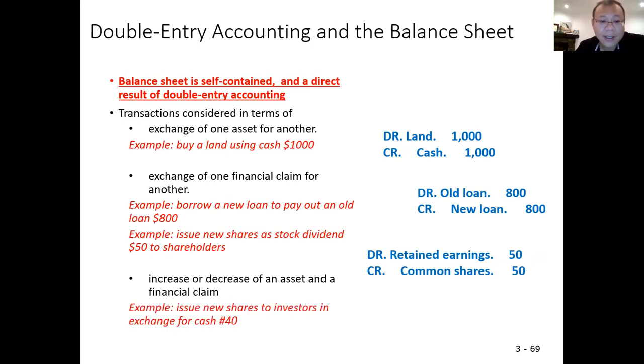And last, increase or decrease an asset and a financial claim. So if you issue new shares to investor in exchange for cash, $40. You sell your shares to an investor for $40. Okay, so you are collecting the cash, debit cash for $40. You credit shares for $40. Hopefully, all these practice help you to refresh your memory about all the journal entries you have made in the 2100. Okay.